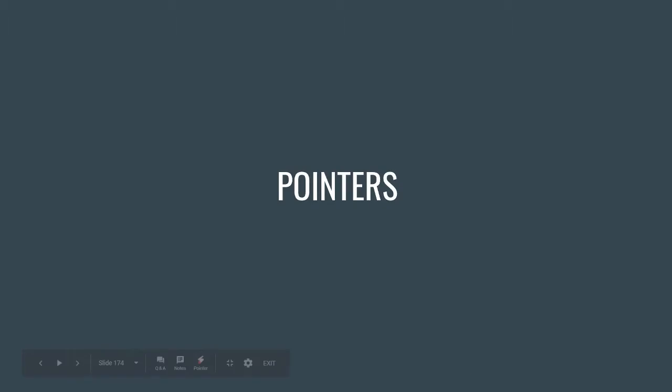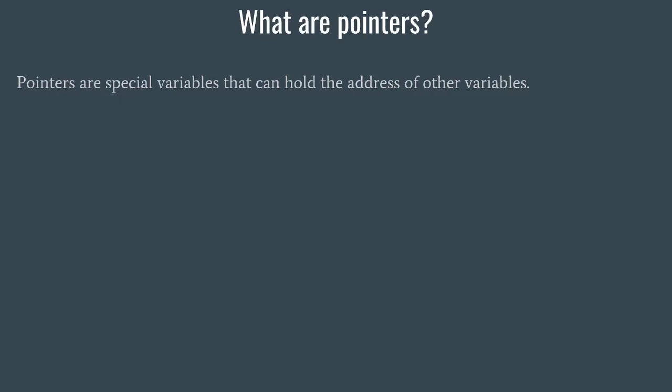Now let's move on to understanding pointers. So what are pointers? Pointers are special variables that can hold the address of other variables. Because see, if you have a variable, say int a, that int a stores some value, maybe 5. Now this variable, if you are declaring it, is obviously stored at some location in memory. So in order to get the address of that location, we use pointers.